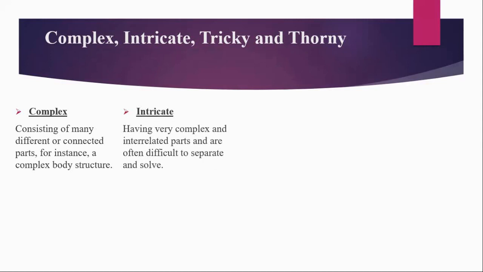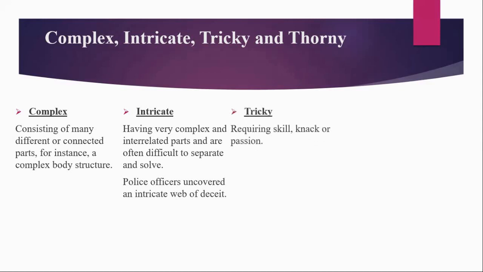Then we have intricate. Intricate implies that something has very complex and interrelated parts, and it is often impossible or difficult to separate and solve those interrelated parts. For instance, police officers uncovered an intricate web of deceit. So there was the whole web of deceit, which was very intricate, and police officers were able to uncover that intricate web of deceit. But you cannot say a complex web of deceit, because complex does not work in this context. Then we have tricky.